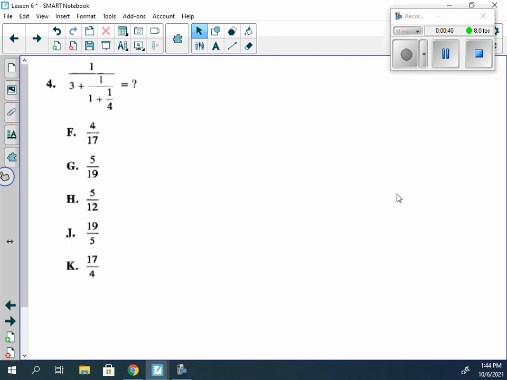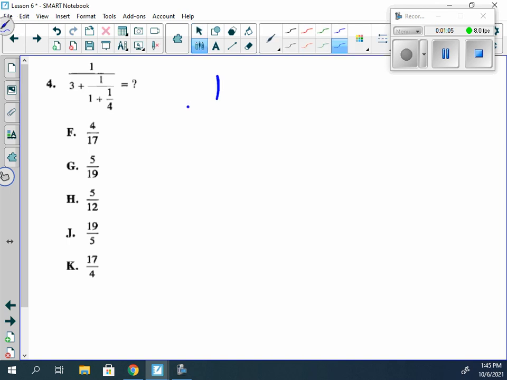So that means I can grab the calculator, the yellow. I'd use the yellow calculator for this. Hit the fraction key, 1 in the top, over 3 plus. Fraction key, 1 over. Then in the bottom, 1 plus. Fraction key, 1 over 4. Enter. Because if it's all numbers, plug it in.